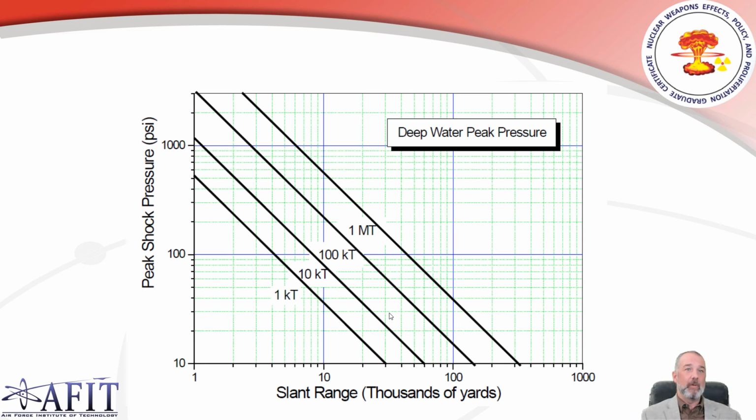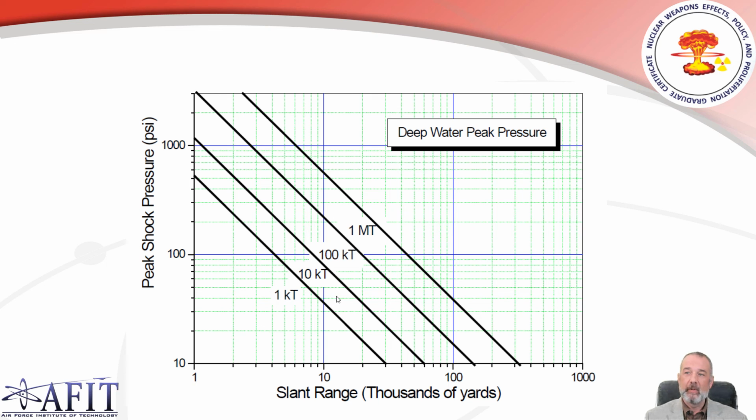All right, so let's look at deep water burst. Here's a peak overpressure figure for an underwater burst. It gives us peak shock pressure in PSI on the vertical axis, and of course, it gives us the slant range in thousands of yards. Very important to remember that, thousands of yards on the x-axis. Now, this is log scale. So we have 1 kiloton all the way up to 1 megaton.